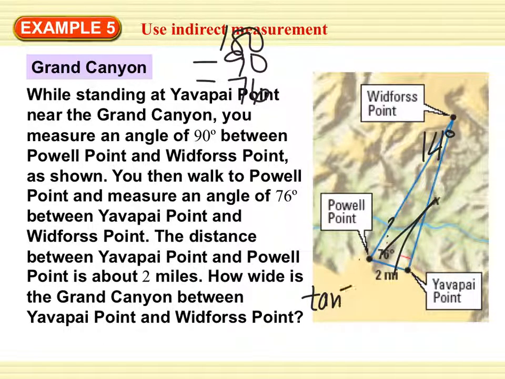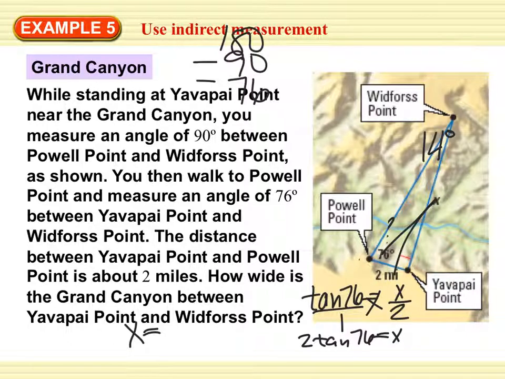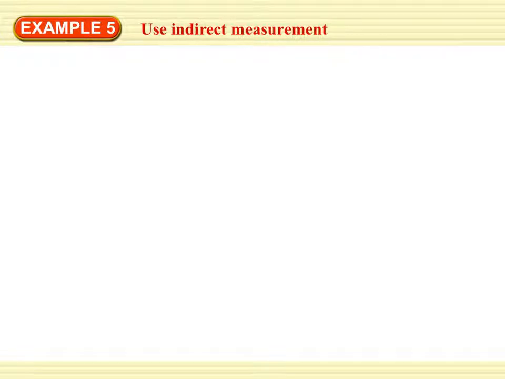So tan of 76 equals opposite over adjacent. If I cross multiply, I know 2 times tangent of 76 equals x. 2 tan 76. X equals 8.02 miles. That wasn't too bad. I have a whole nother page.